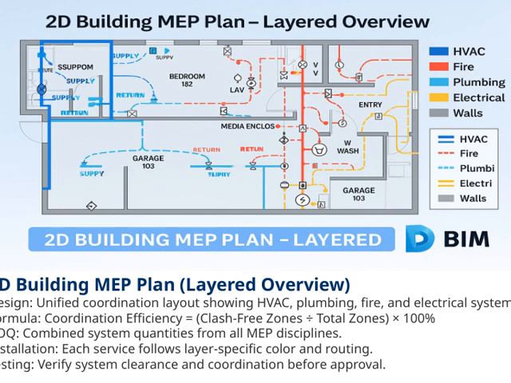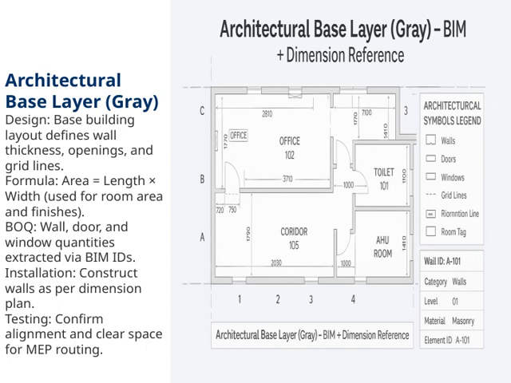Let's get started. Let's start by looking at the architectural base layer, which is shown here in gray. This layer essentially forms the foundation of our building design. The design process begins with defining the basic layout, including wall thicknesses, openings like doors and windows, and the grid lines that help us organize the space. A key concept here is the formula for calculating room areas, which is simply length times width. This helps us determine the size of each room and is crucial for planning finishes and other interior elements.